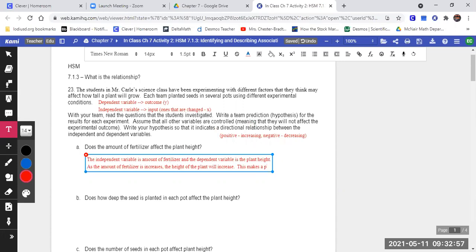If we have increasing, what kind of relationship is that? Positive. This is a positive relationship.